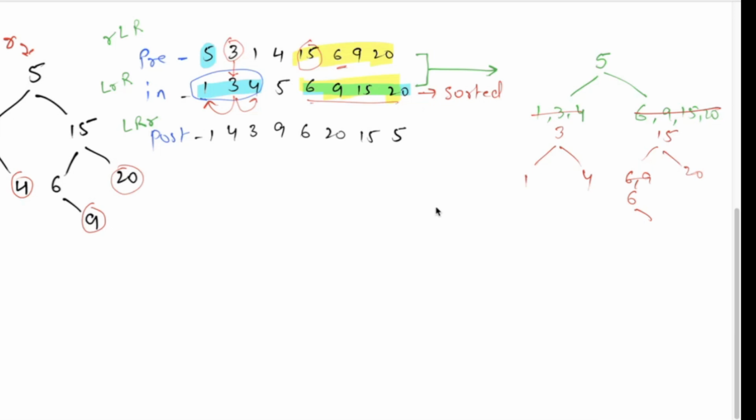But what he told is also right. If we know that 5, 3, 1, 4 is covered, the next one is 15. That's what he's saying. It's the same thing. So basically, we have to exclude all of these nodes, and we have to consider only these nodes.